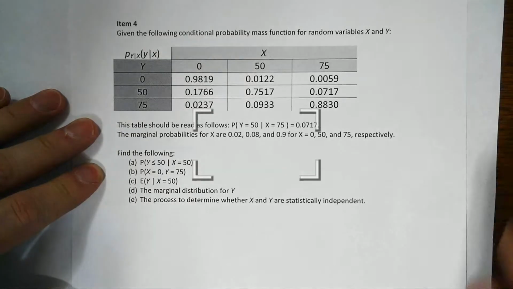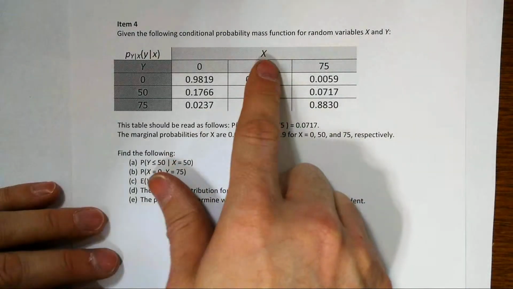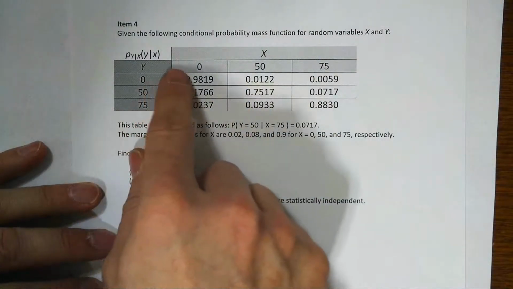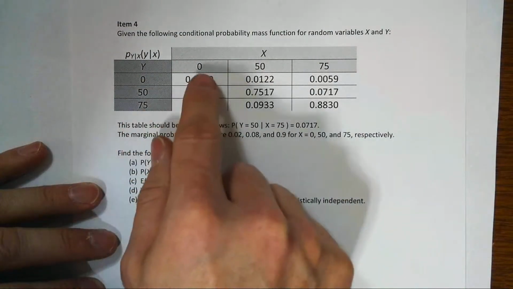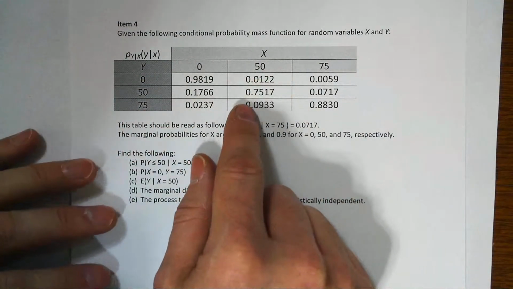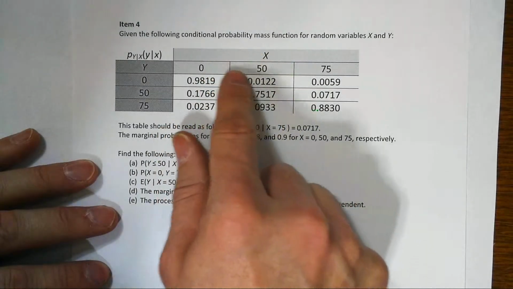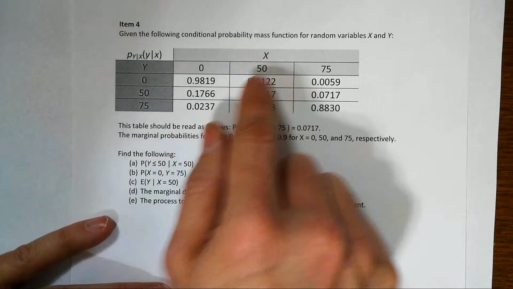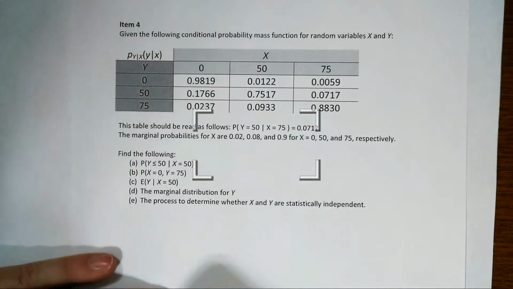In item 4, we are given a conditional probability mass function for two joint random variables. And we're told that we've got three possible outcomes for x, three possible outcomes for y. They turn out to be the same numbers. And usually the context for this kind of setup is that here is what the meter is reading, and here's the possible actual value of some quantity of interest.